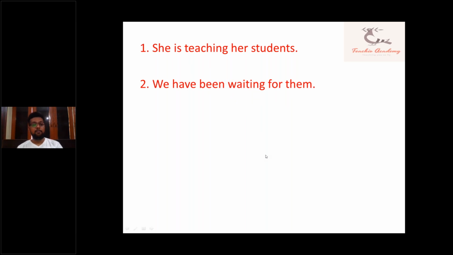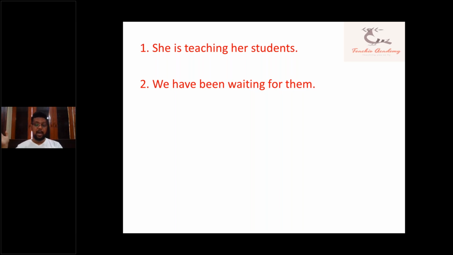write your answers. We have been waiting for them. Present perfect continuous. Yes, present perfect continuous. All of you are giving right answers. Very nice. So in the second sentence, we have been waiting for them. This means that somebody started waiting in the past and still is waiting. So this is why it is a present perfect continuous.